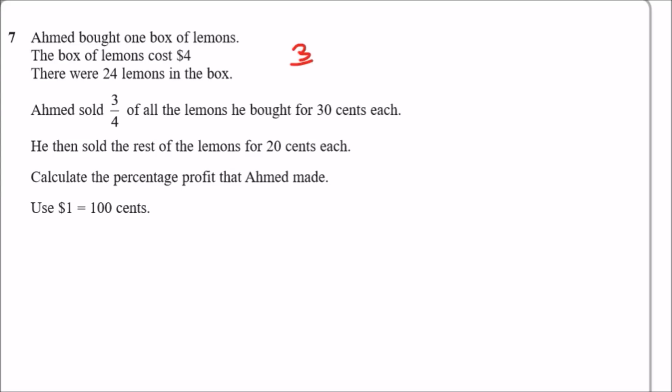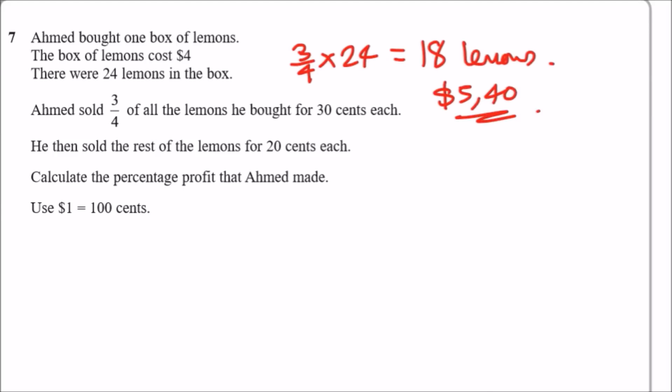So firstly, 3/4 of 24. So you can write 3/4 times 24. Of means times. And you should get 18 lemons. That means for each lemon he sold for 30 cents each, we can multiply this by 30. So 18 times 30 cents. That means he got 540 cents or $5.40. Okay, in total. That's already bigger than the box.